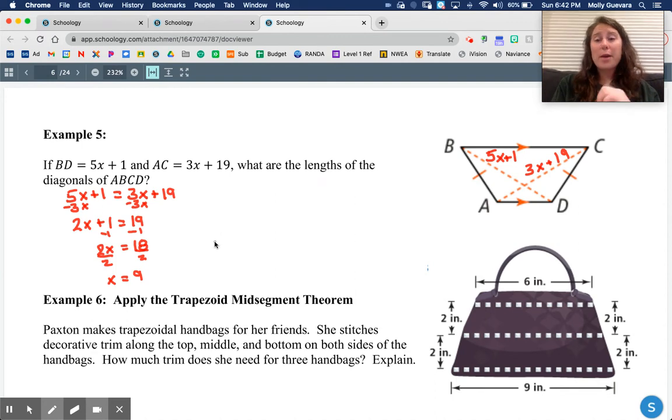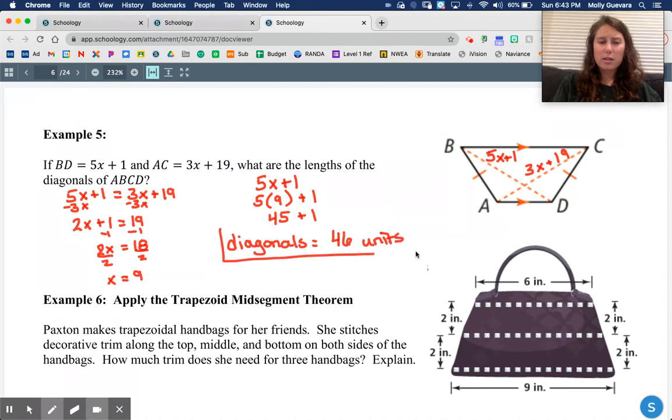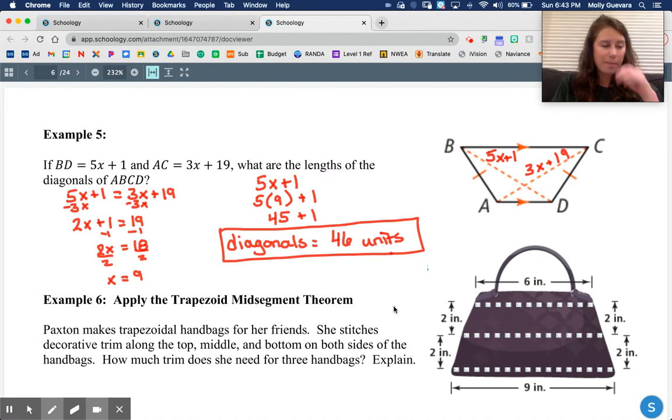So I'm actually going to have to go and plug this back in. And you can plug it back into either one. It doesn't matter. I'm going to use 5x plus 1. So I have 5 times 9 plus 1. 5 times 9 is 45. Plus 1 is 46. So the diagonals are both 46. And I don't know what the unit is, so I'm just going to write 46 units. They didn't tell me whether it was feet or inches or centimeters or miles or whatever, right? I don't know. So when I don't know, I just write units.